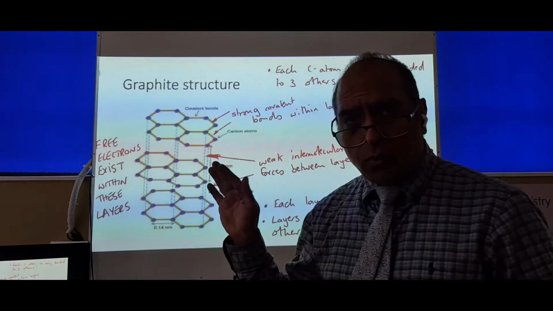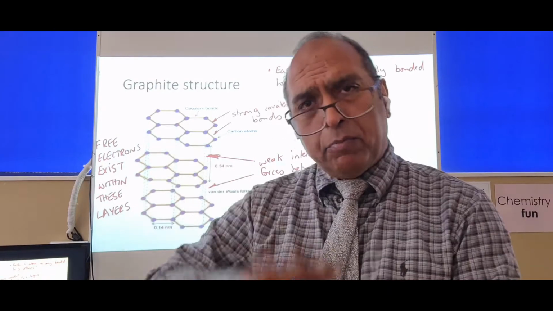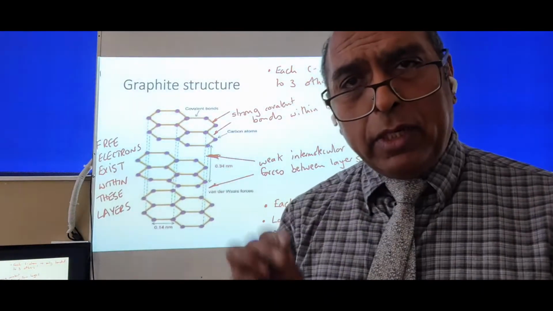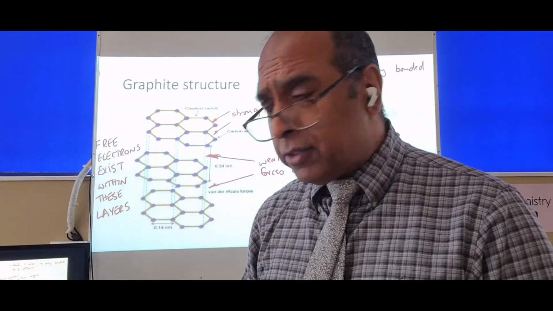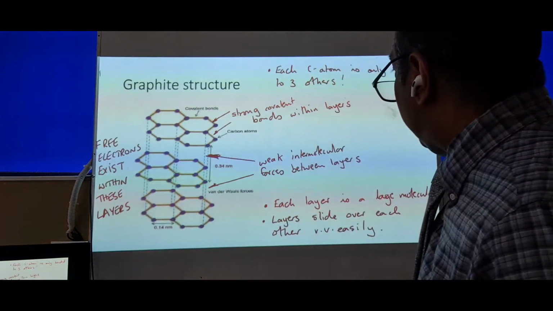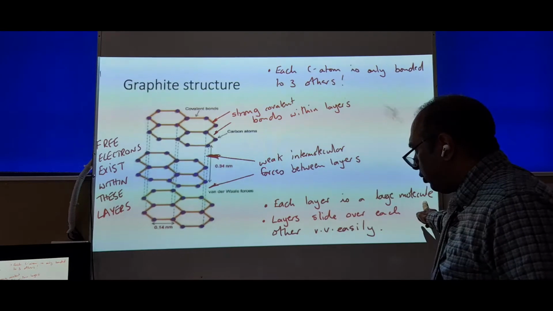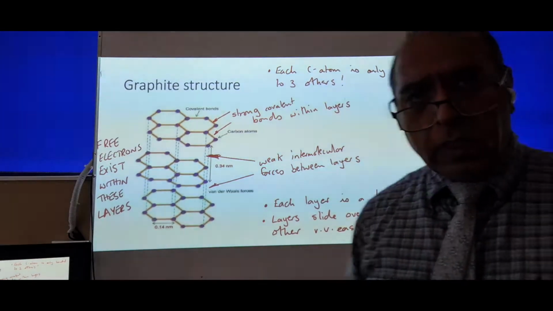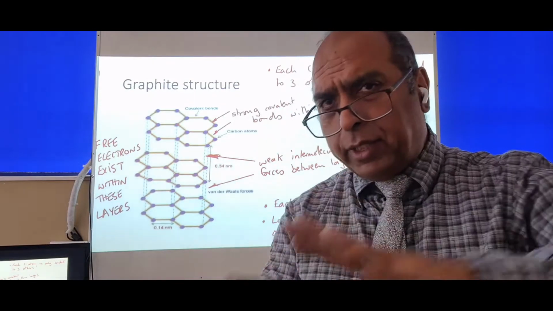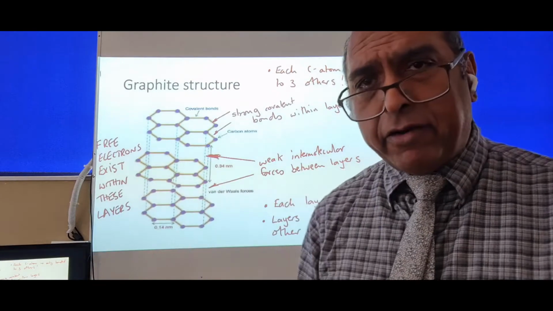So the layers themselves are really tough. Between the layers, they slide over each other really, really easily. And that will explain a lot of the properties that we'll get onto in a minute. But you need to understand that. That's the structure of graphite. Each layer is a large molecule. The layers slide over each other. So, huge molecules are the layers. Between the layers, weak attractions. The layers slide over each other very easily.